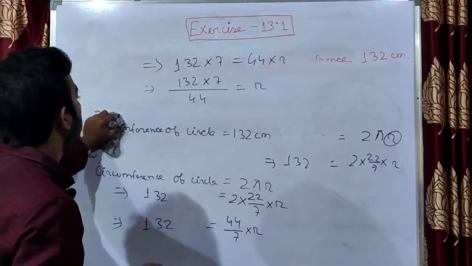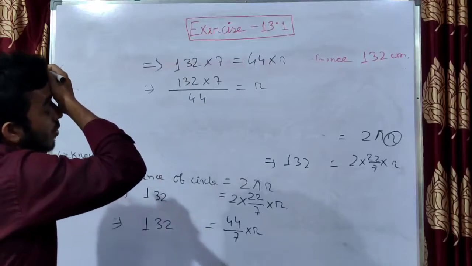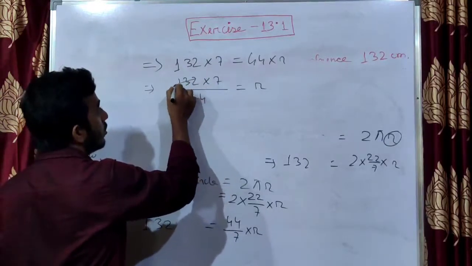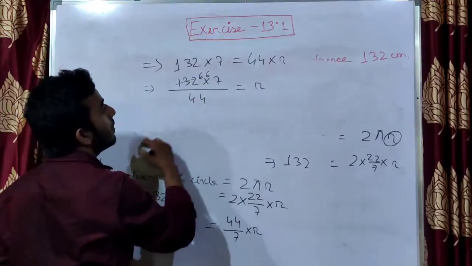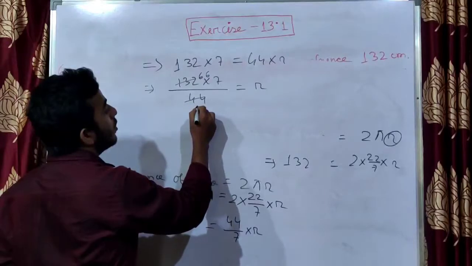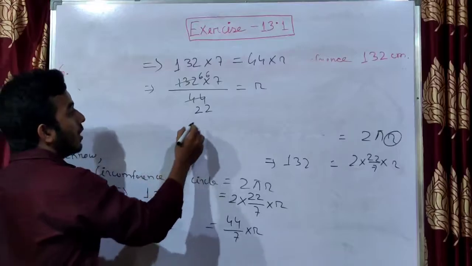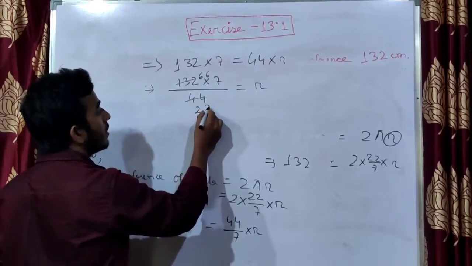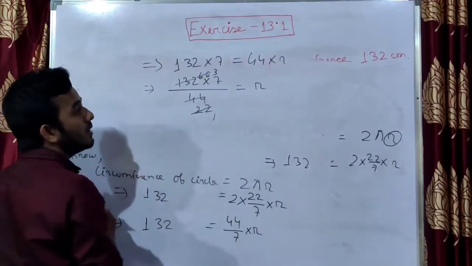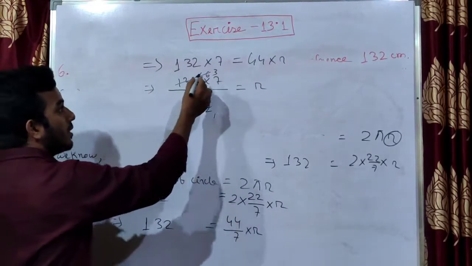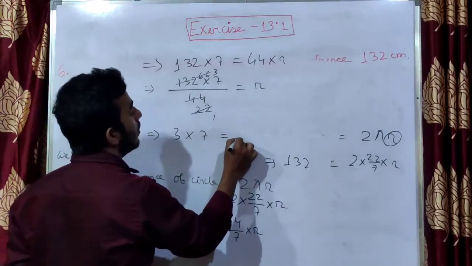We will cancel the numerator and the denominator. Okay, here 132 and 44 are divisible by what? 2. So 2 6s are 12. 1 2, 2 6s are 12, right? Then 44, 2 2s are 4, 2 2s are 4. Then can we multiply 66 with 22? 22 1s are 22, 22 3s are 66, right? So here what is left? 3 into 7. That means 3 into 7 equals r.